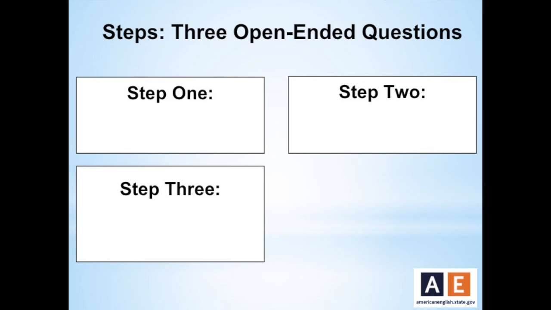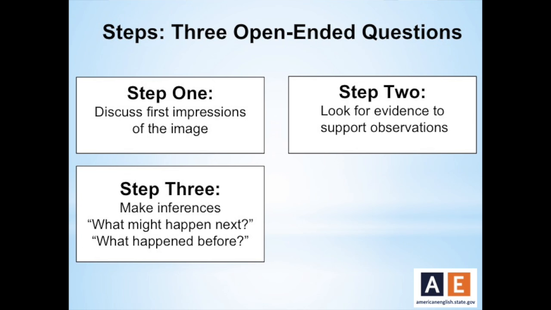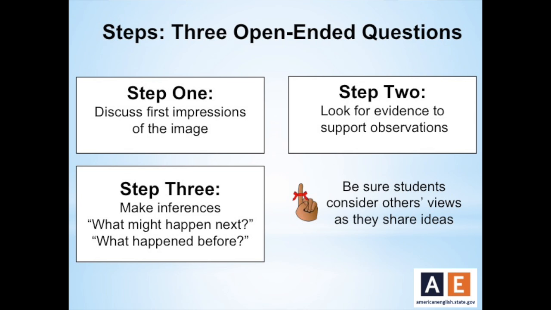Students are asked to first look carefully at an image and talk about what they see. Next, they should explain their ideas using evidence found in the picture. They should then use their observations to form assumptions about things that are not seen in the picture. For example, what might happen next and why they think that? What happened before and why they think that? Lastly, they should listen to and consider the views of others and discuss different perspectives.